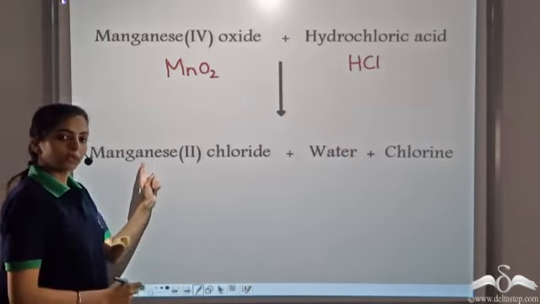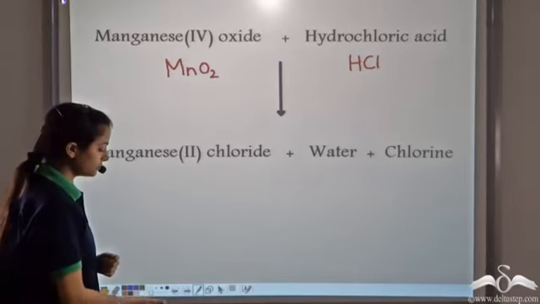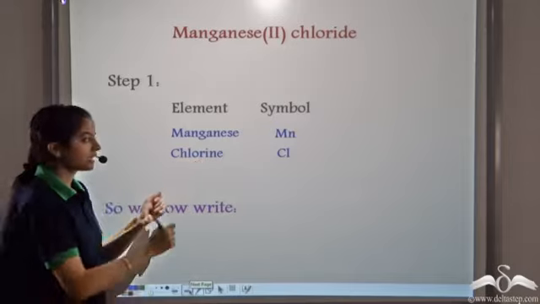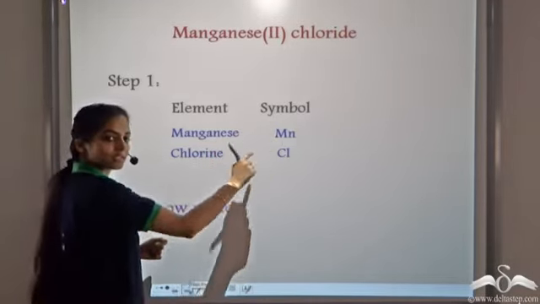We need to find the chemical formula for manganese 2 chloride now. So let's write that. Let's write the metal and the non-metal in this case. So the metal is manganese, its symbol is Mn. Chlorine, its symbol is Cl.